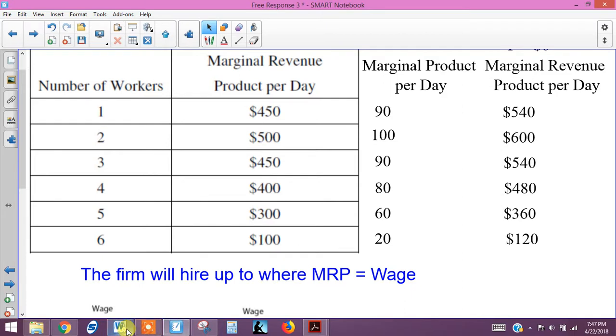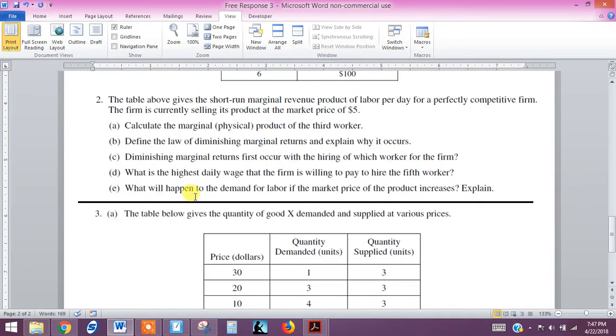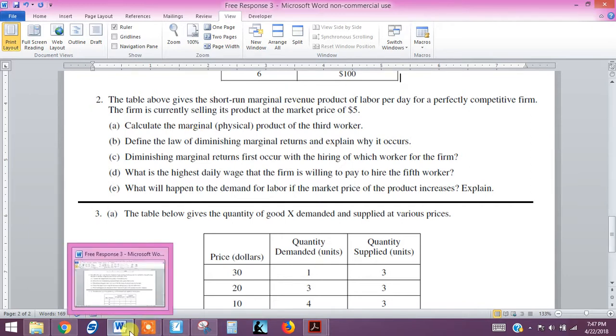And the last one, E. What will happen to the demand for labor if the market price of the product increases? Explain. Well, I'm going to show you this now, and you can explain this in your own words. You can show it as I'm showing it, or you can just explain it in a narrative. But I'm actually going to show you an example here.